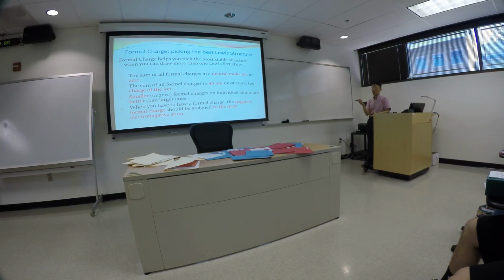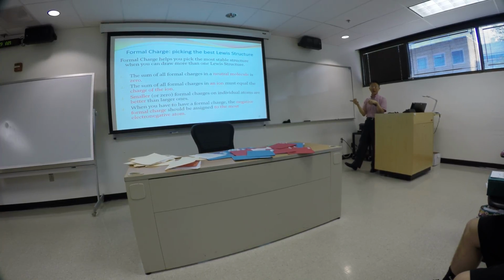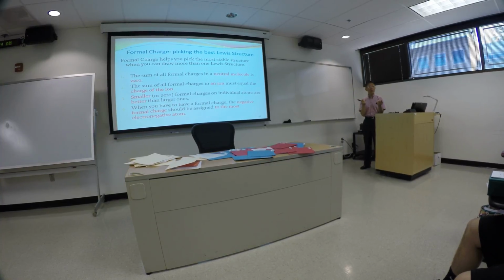So the total charges between the atoms in a polyatomic ion add up to the net charge on the ion. And if you could end up with a smaller or zero formal charge on an individual atom, it's better than assigning a larger charge. Higher charge means a greater degree of separation. When you form covalent bonded molecules, we try to get equal sharing, but because of the electron activity, the sharing is not going to be equal.